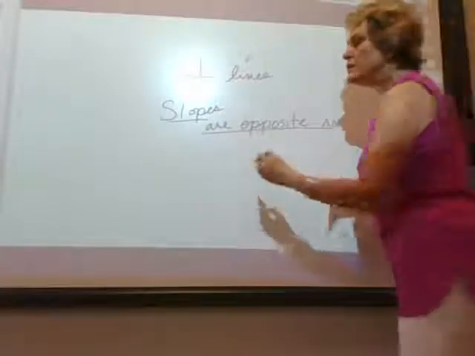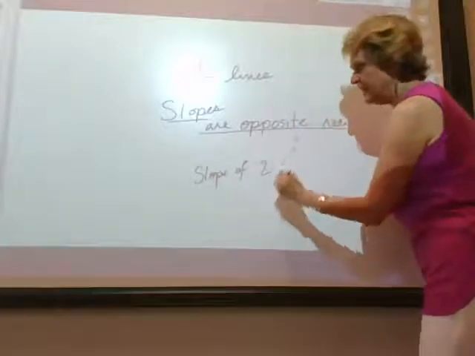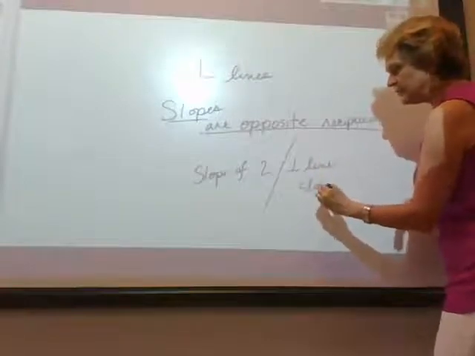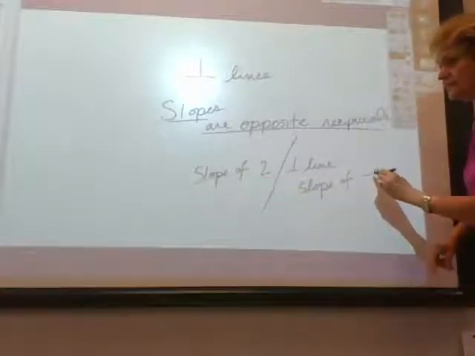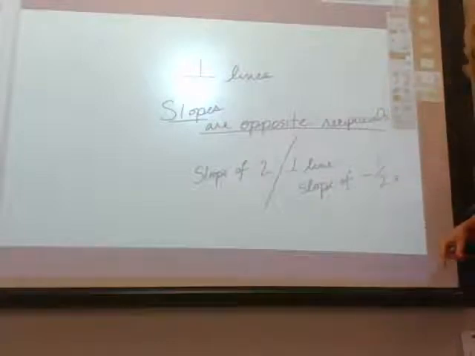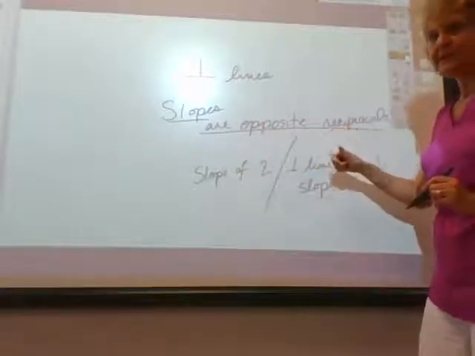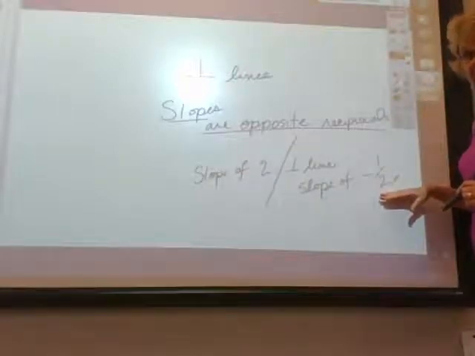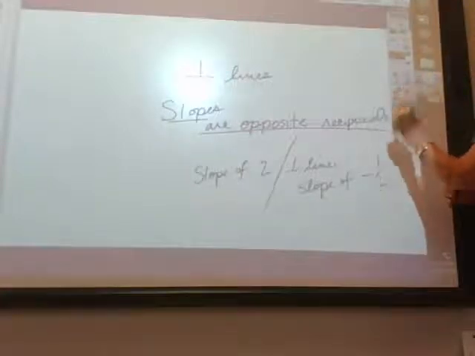Okay, so if one line has a slope of 2, then a perpendicular line would have a slope of, the opposite of a positive 2 would be negative, and the reciprocal of 2 would be 1/2. All right? They are opposite, so different signs, reciprocals. And when I multiply this and this, I should get -1. All right? If I was checking it. All right, so let me ask you another one.